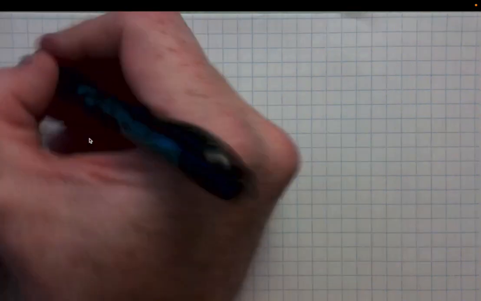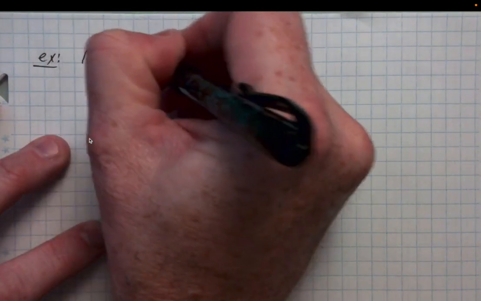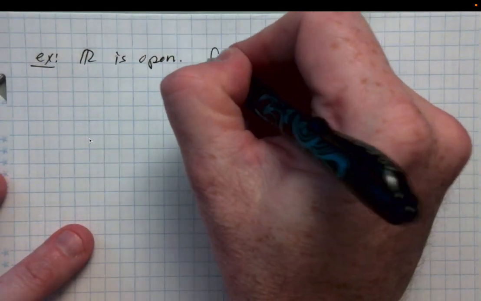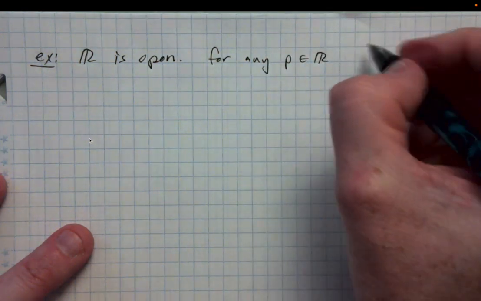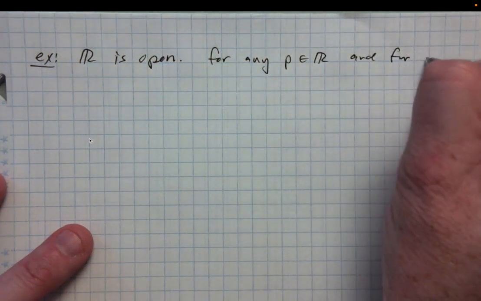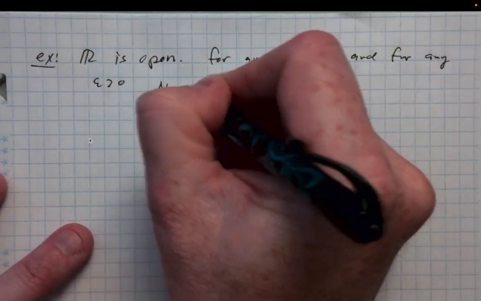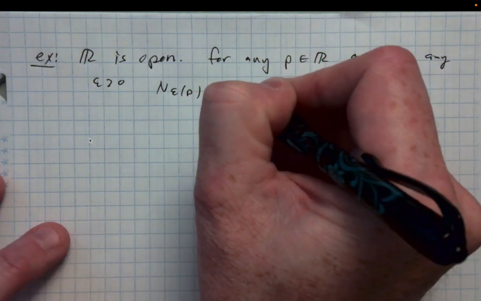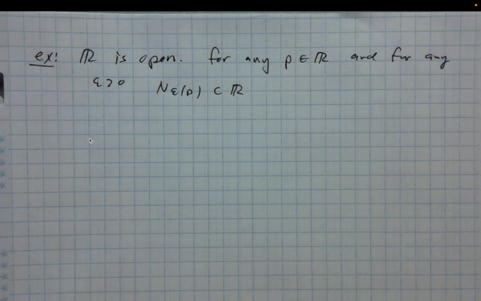What about a couple more examples? The real numbers are open. R is open, and this should be relatively obvious. We can say for any P in R, and really any epsilon greater than 0, the epsilon neighborhood of P is a subset of R. All right, so that one should be obvious. The reals are open.